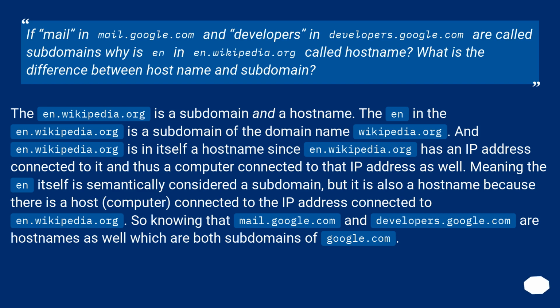The n in n.wikipedia.org is a subdomain of the domain name wikipedia.org. And n.wikipedia.org is in itself a hostname, since n.wikipedia.org has an IP address connected to it and thus a computer connected to that IP address as well. Meaning the n itself is semantically considered a subdomain, but it is also a hostname because there is a host, a computer, connected to the IP address connected to n.wikipedia.org. So knowing that, mail.google.com and developers.google.com are hostnames as well, which are both subdomains of google.com.